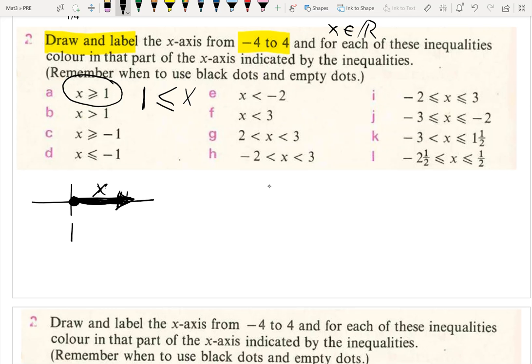The next one is facing in the correct direction already. So we have -2 on the number line, and we have x to the left. This time it'll be a hollow circle. And then a solid bold line heading off that way.